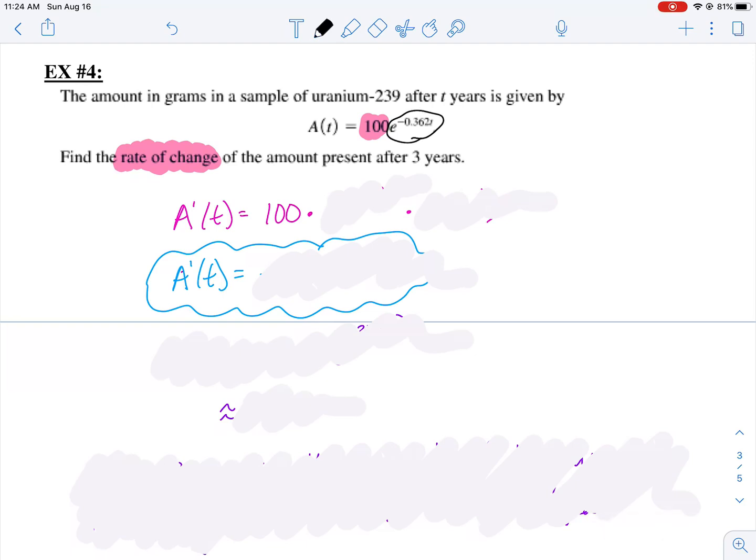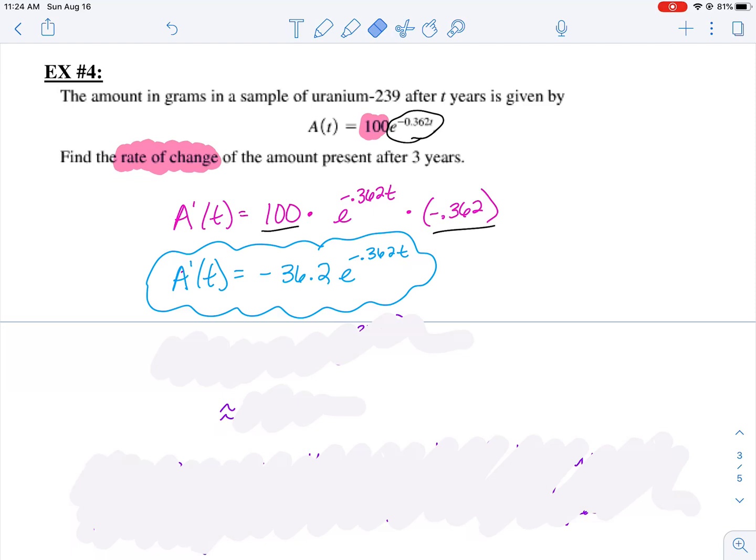This looks like an exponential function with the chain rule. It's more than just a t in the exponent. So I can use that rule and say that the derivative of e to the junk is e to the junk times the derivative of that junk, so times a negative 0.362. I can take the 100 and multiply it by negative 0.362. I ended up getting negative 36.2 e to the negative 0.362t. This is my rate of change in the amount of uranium at any moment.